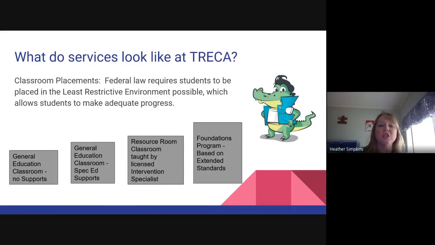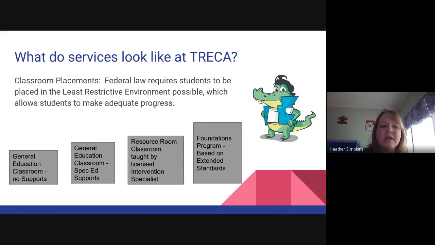What do services look like at TRECA? One of the first things I want to talk about is classroom placements. The law requires that we place students in the least restrictive environment possible while still allowing that student to make progress.